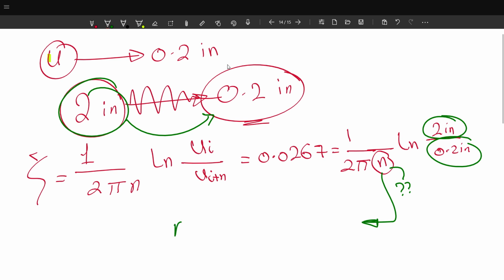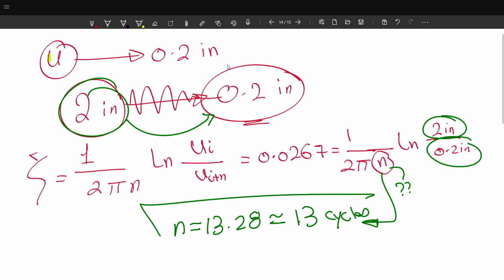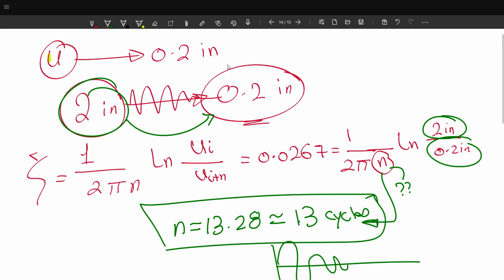Okay, so we're going to find that n after substitution is going to be like 13.28. We are talking about n as an integer. It should be like 12 cycles or 13 cycles. So we're going to say that it is almost equal to 13 cycles. So after 13 cycles, our amplitude that we started with is going to reach 0.2. Okay, so this is regarding this equation and this requirement in the equation.